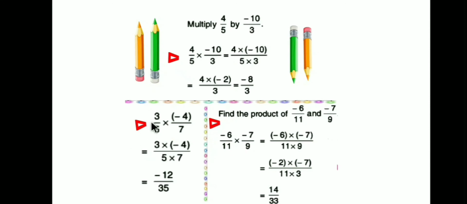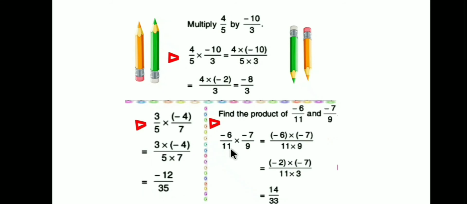Let's take one more example: 3 upon 5 into minus 4 upon 7. Here the numerator is 3 and minus 4, so we will multiply 3 into minus 4. In the denominator we have 5 and 7, so we will multiply 5 into 7. 3 into minus 4 is minus 12, and 5 into 7 is 35. So 3 upon 5 into minus 4 upon 7 is minus 12 upon 35.